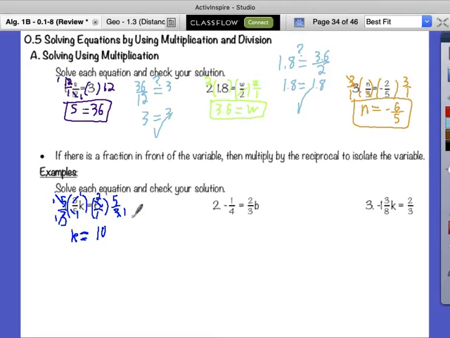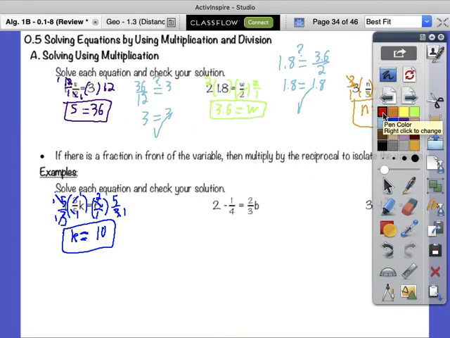Now if you didn't reduce that, you would get 6 times 5 is 30 over 3. What is 30 divided by 3 though? 10. You get the same thing either way. And we can go through and check our solution here as well.